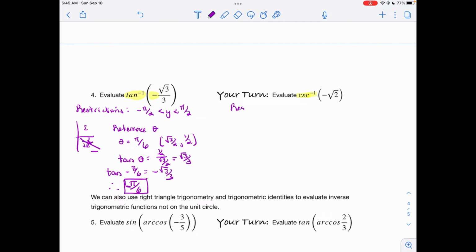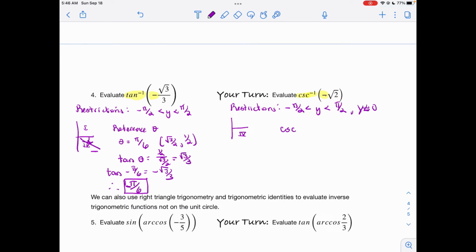The angle whose cosecant is negative pi over 2. So what's the restriction to the inverse cosecant graph? That's from negative pi over 2 is less than y, which is less than pi over 2, such that y cannot be 0. So I am again in quadrants 1 and 4. But I want a negative cosecant, and a negative cosecant occurs only in quadrant 4. So I know my answer is going to be in quadrant 4 here.